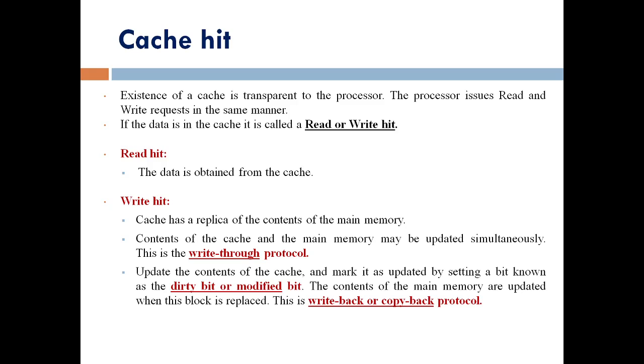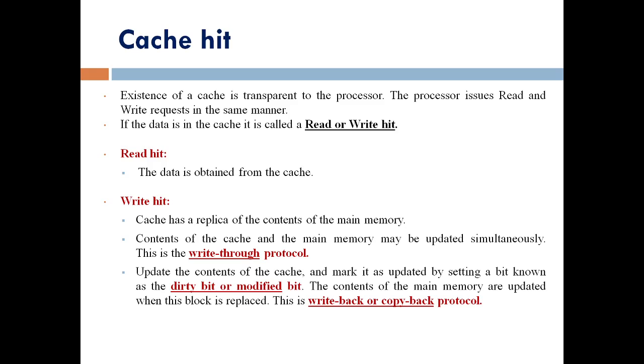The cache has a replica of the contents of the main memory. So the contents of the cache and the main memory may be updated simultaneously. This is the write through protocol. So in the write hit, if the content of the cache and main memory is modified or updated at the same time, that is a write hit, and that will be done by using a protocol called the write through protocol.